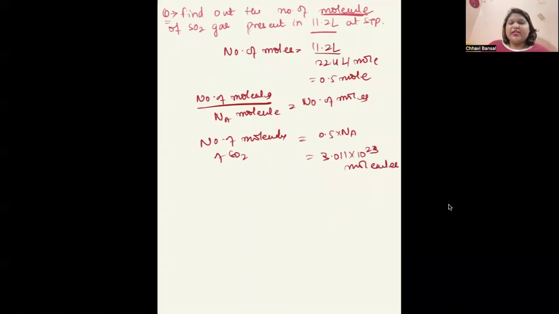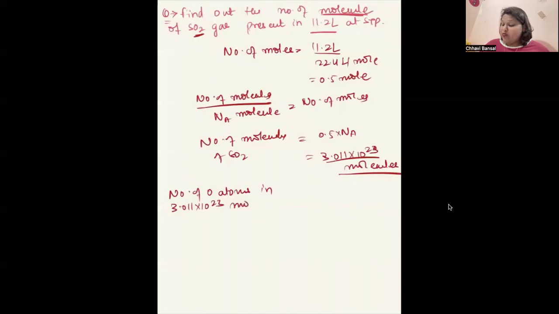Okay. Same way, in a similar question, if they had asked for oxygen atoms, we know one molecule contains two oxygen atoms, and we have this many molecules. So the number of oxygen atoms in 3.011 into 10 raised to power 23 molecules of SO2 will be equal to 2 multiplied by 3.011 into 10 raised to power 23, which gives us 0.22 into 10 raised to power 23 atoms. Okay. Is it clear? Very simple question.